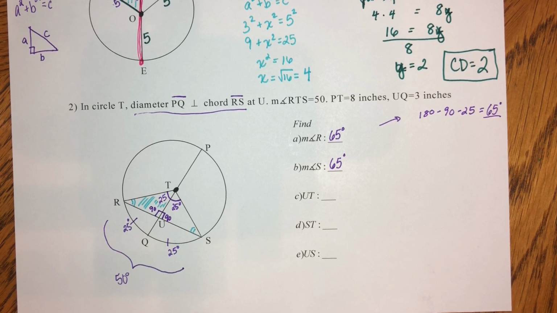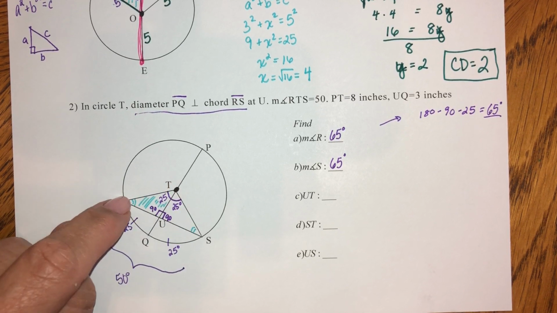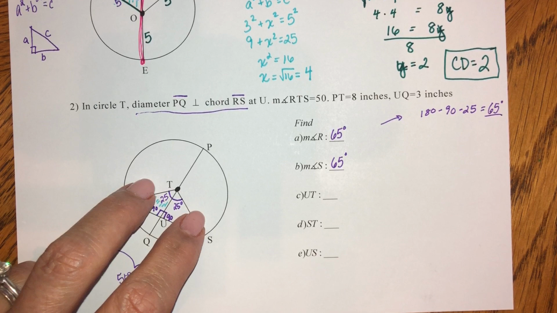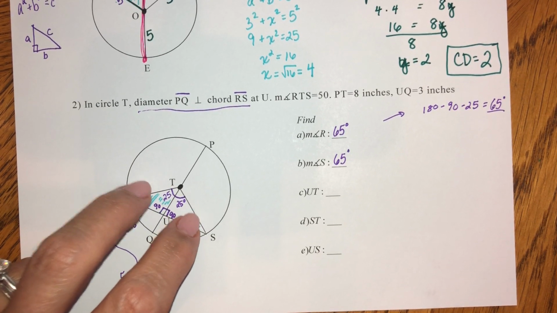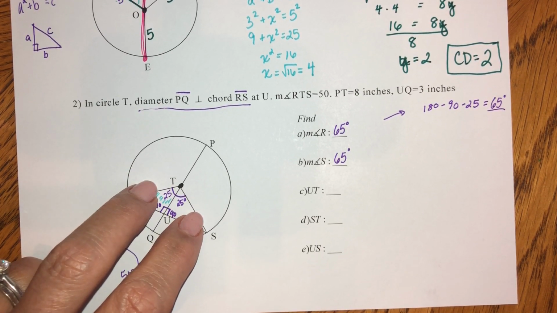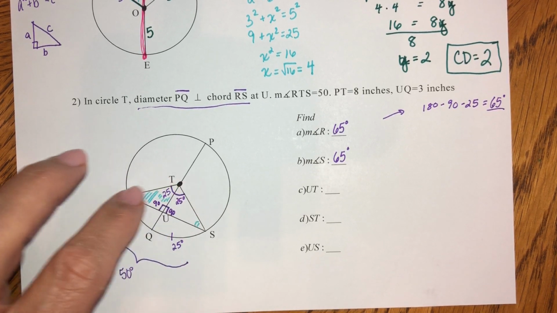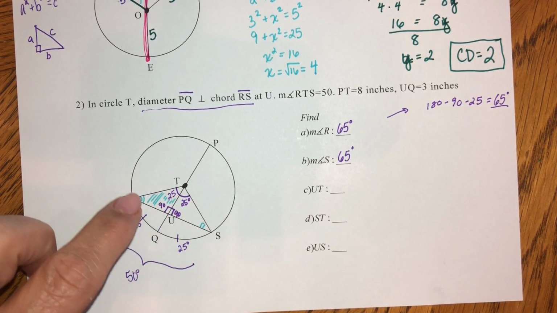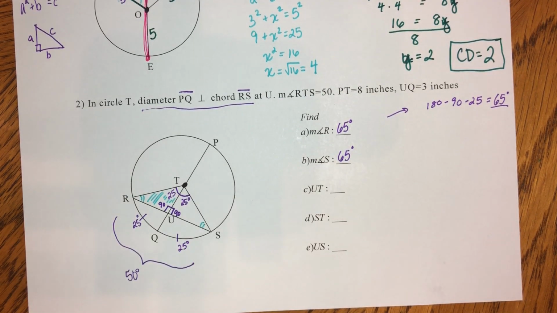Now, for those of you who would like an alternative, I'm just going to explain something else here. You don't have to write it down. You also could have realized that RT and ST were both radii of the same circle, so they're congruent to each other. That would have led you to realize that this must be an isosceles triangle. And then you could have done 180 minus 50 and divided by 2. And you would have ended up with exactly the same answer. It's just a different way to do it if you're interested.